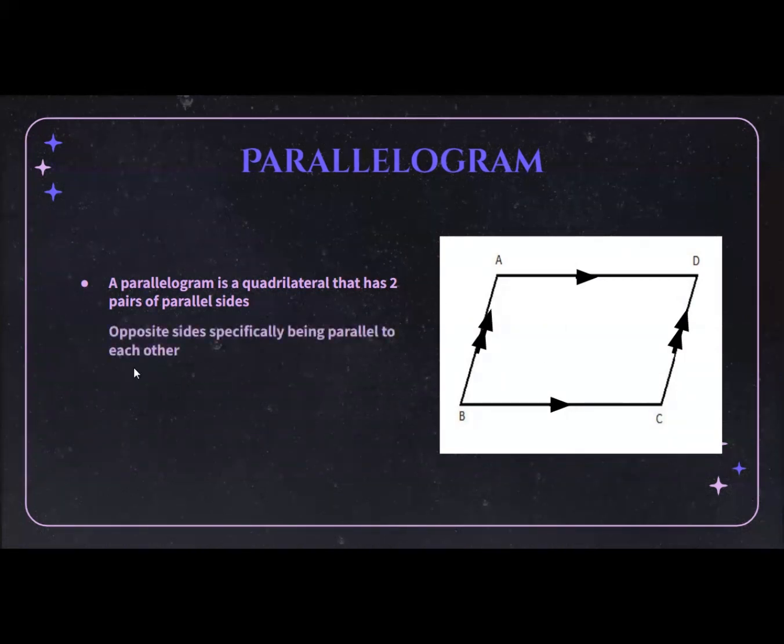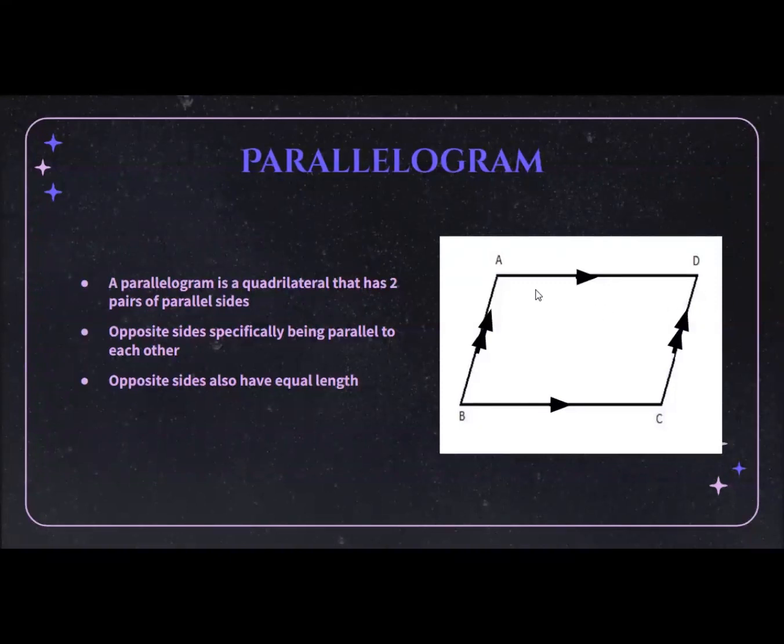Opposite sides have to be parallel to each other. That just means AD and BC, as well as AB and DC, have to be parallel. And opposite sides also have equal length. This is kind of a proof, but if we have two pairs of sides that are parallel, then the 2 opposite sides will also have equal length. So AD is also equal to BC, and AB is also equal to DC.